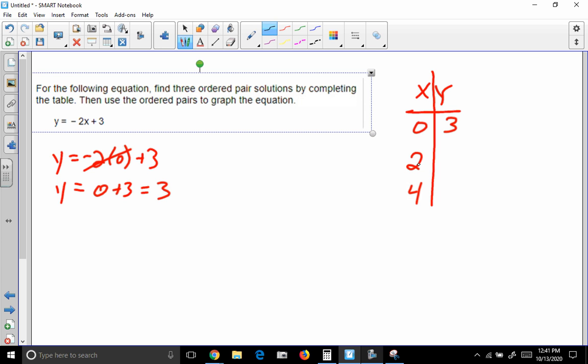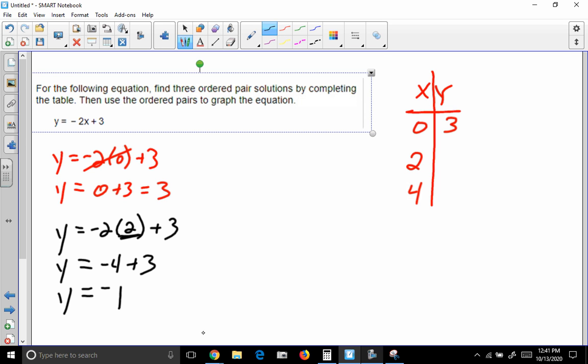Now let's put a 2 where x goes. So in place of x, let's put a 2. So this time we get negative 2 times 2 is negative 4 plus 3. So when x is 2, we get that y equals... opposite signs, so we subtract the numbers, take the sign of the bigger. So negative 1. And then let's do one more.